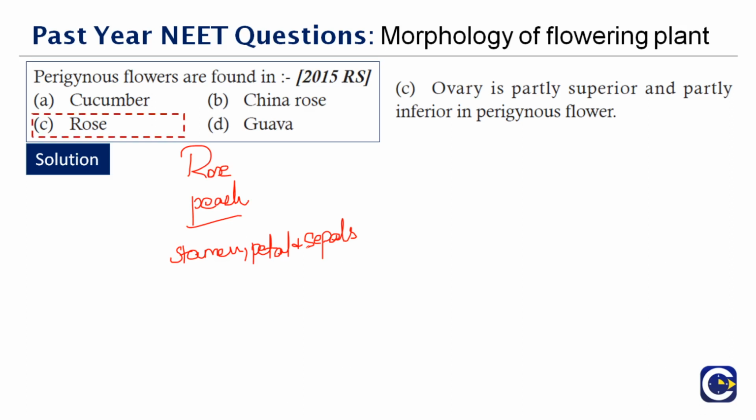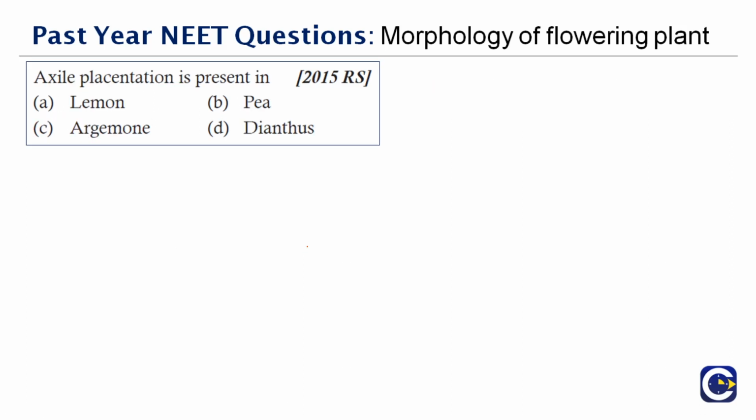Okay, the next question here. Axile placentation is present in dash. What do you mean by axile placentation? See, it is the arrangement. To explain more about this, axile placentation is where the ovules are borne at or around the center of a compound ovary, on the axis formed from the joined septa.